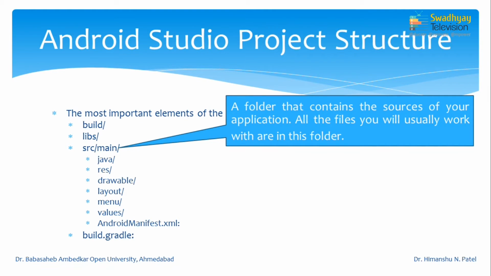The next folder is the src main folder. This folder contains the sources of your application. That means all Java files are stored in this main folder, and all the files you will usually work with are in this folder. So whatever Java files represent your activities are stored in this src main folder, and they are stored in the package directory that you specified while creating the Android application.